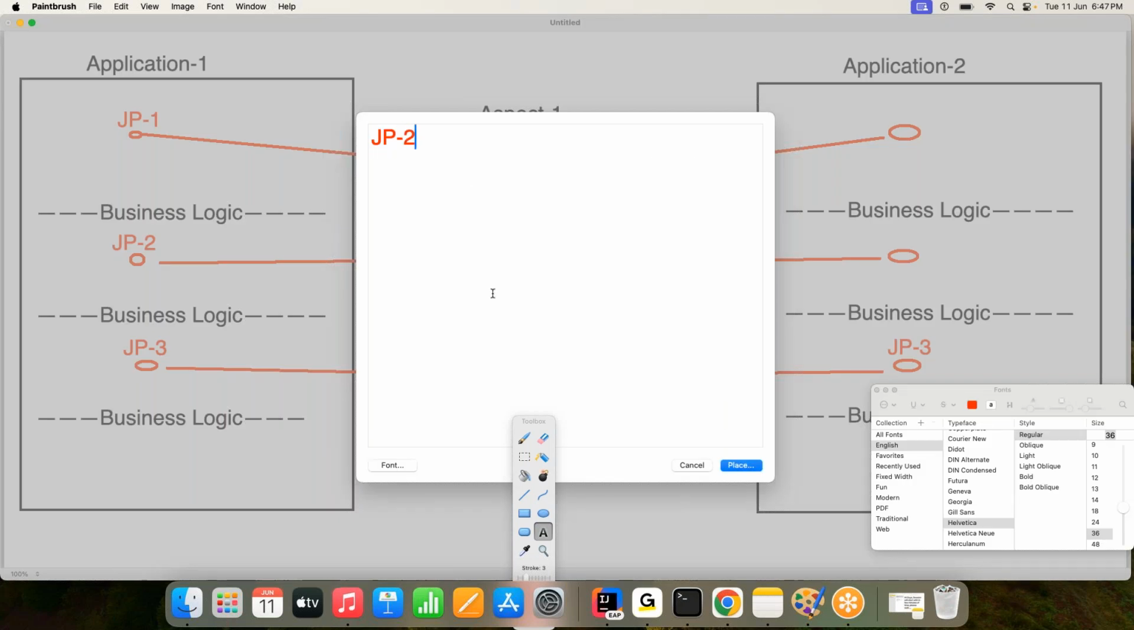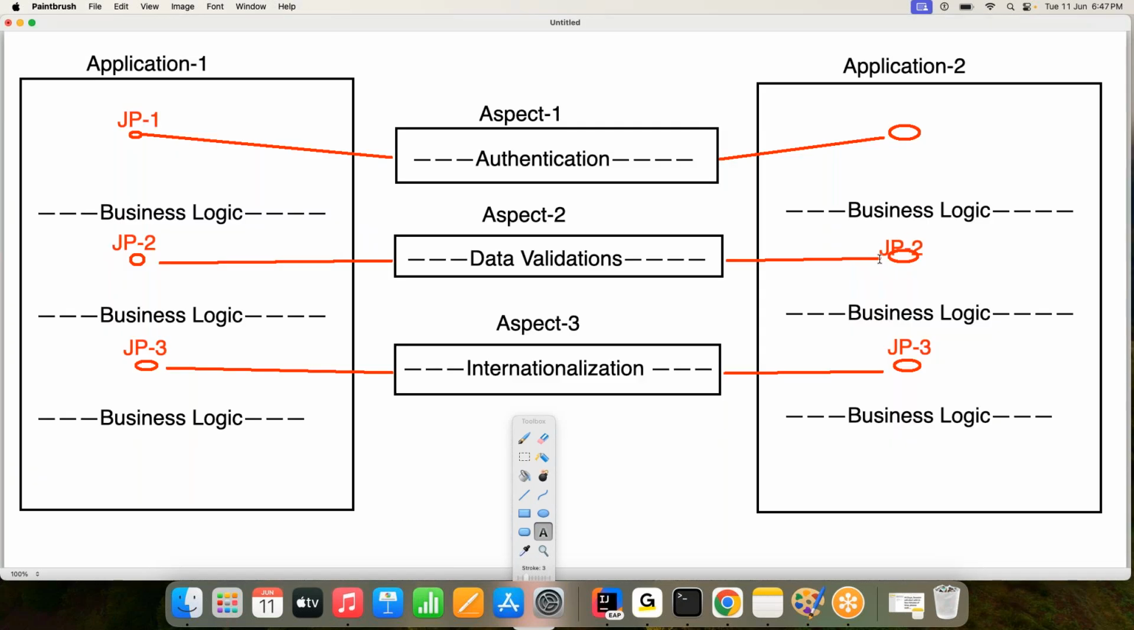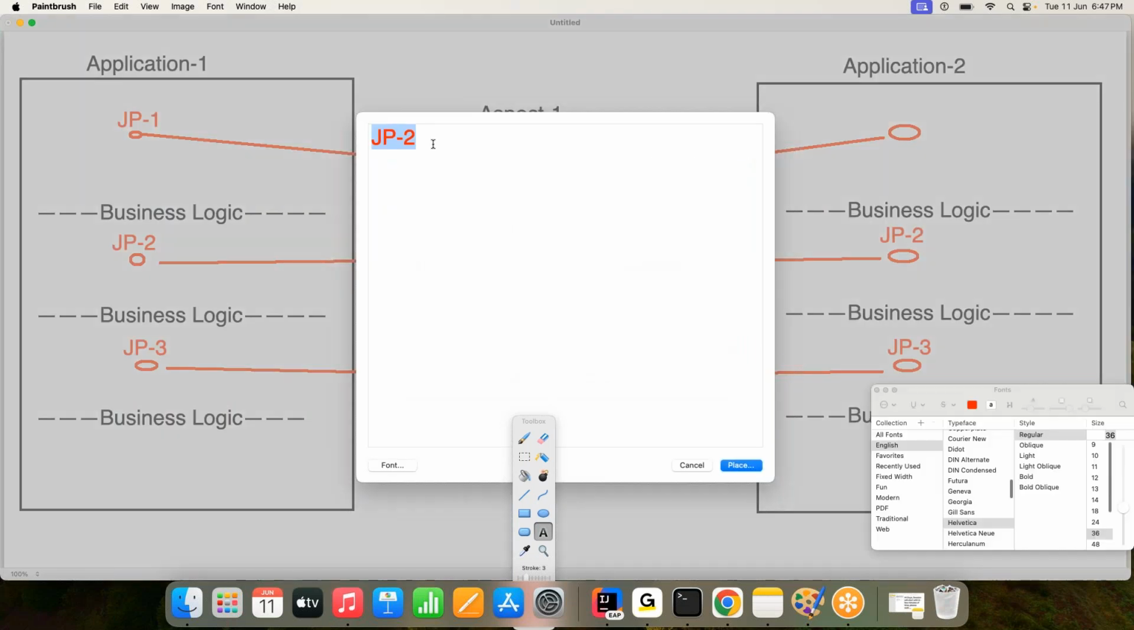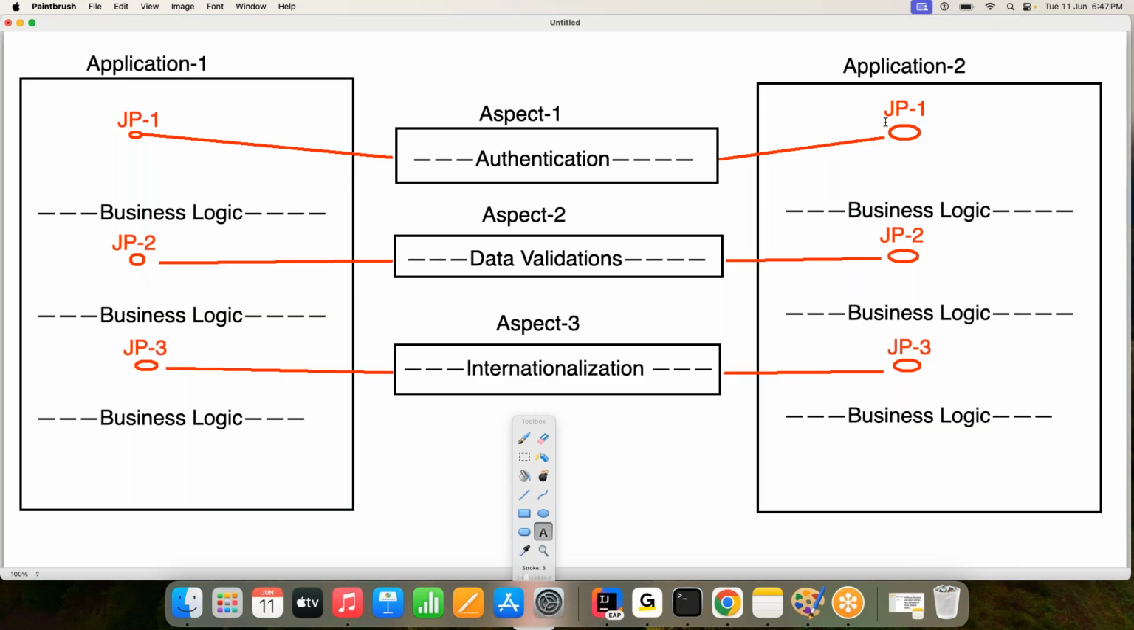Similarly, join point 2, for example; they are the applications actually. At each and every application, separate things are available. Join point 1, all of you understand it clearly. As per the requirement, at join point 1, I may need authentication as well as data validations also. Maybe requirements will come like that.